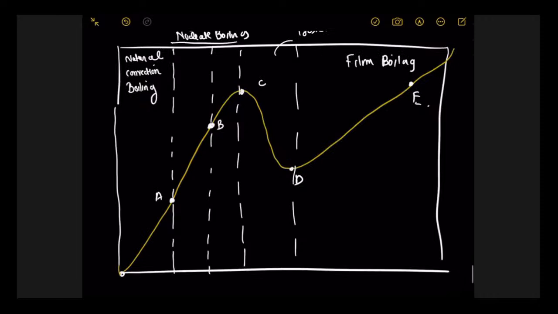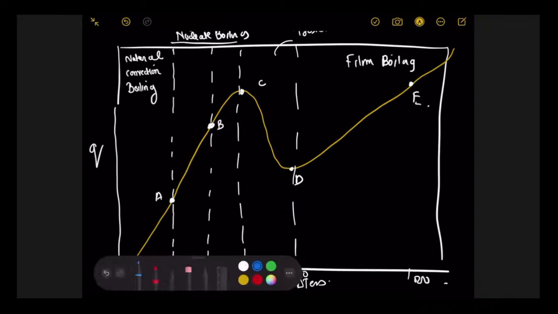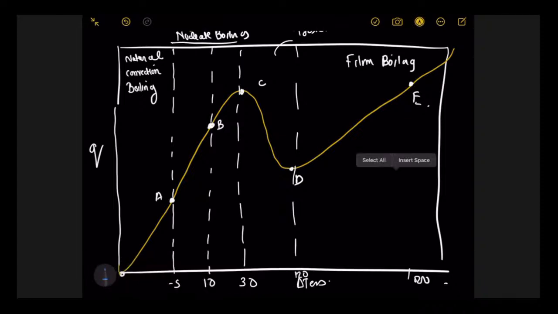Here it is Q, here it is delta T excess. So here it is approx 5, then it is 10, then it is 30, then it is 120, and it is 1000. So what exactly is happening is that initially, when boiling starts, small bubbles come. Initially, when bubbles start forming, they don't have that much amount of energy.